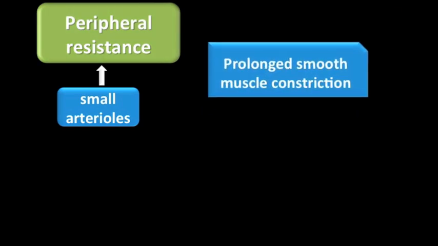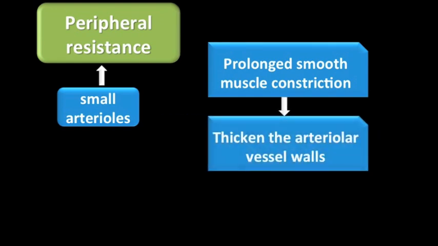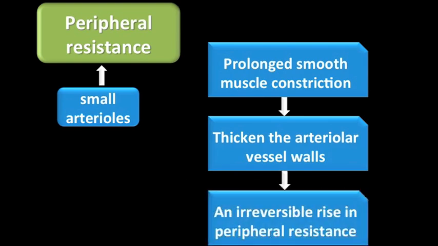Peripheral resistance is determined by small arterioles, the wall of which contains smooth muscle cells. And prolonged smooth muscle constriction is thought to induce structural changes with thickening of the arteriolar vessel walls, leading to an irreversible rise in peripheral resistance.